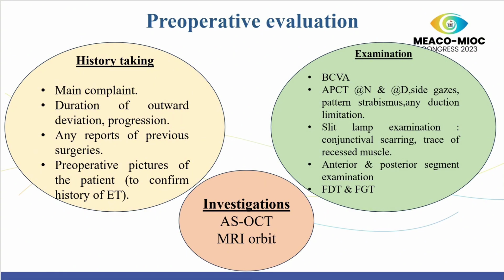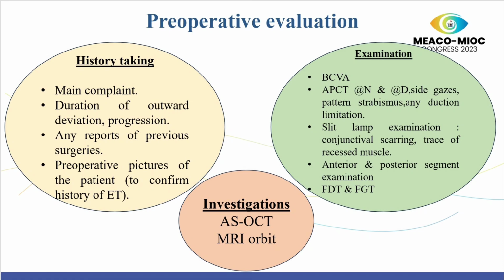Slit lamp examination also will help us to detect if there is any conjunctival scarring, any trace of recessed muscle, anterior and posterior segment examination of course, and force reduction test and force generation test also is helpful. In some cases we might need to do anterior segment OCT to detect exactly where the medial rectus is, and also MRI orbit in few cases.